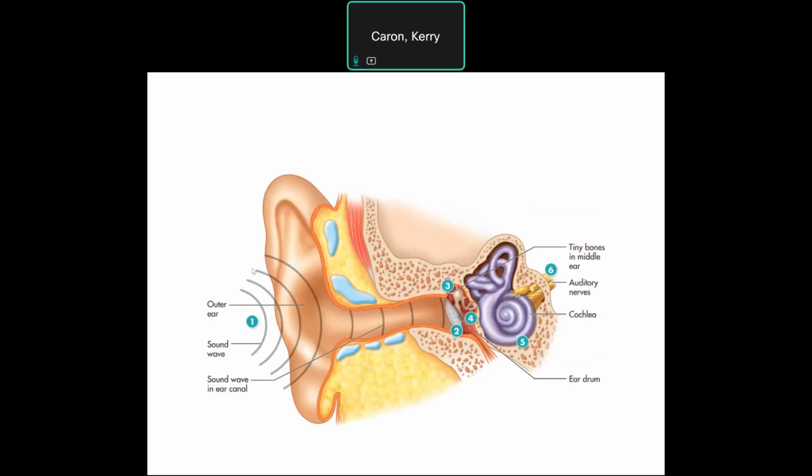So outer ear, we got our sound waves. Outer ear, the auricle, goes through the external auditory canal, vibrates that eardrum, that tympanic membrane, and those three little bones, the ossicles, vibrate and amplify the sound, which causes the perilymph, the endolymph in the cochlea, the fluid, to move and kind of stimulate in that oval window right here, to stimulate the hairs and the neurons in the auditory nerves that go to the brain.